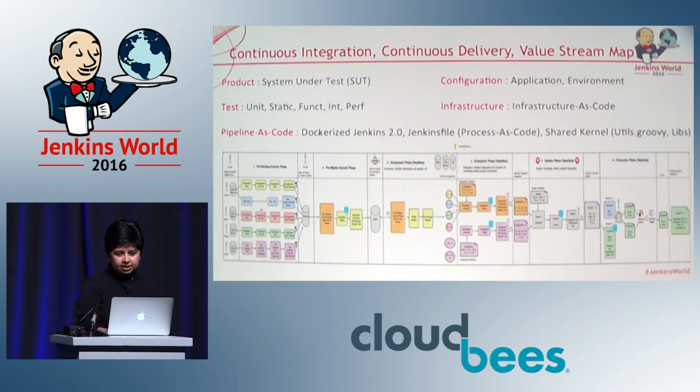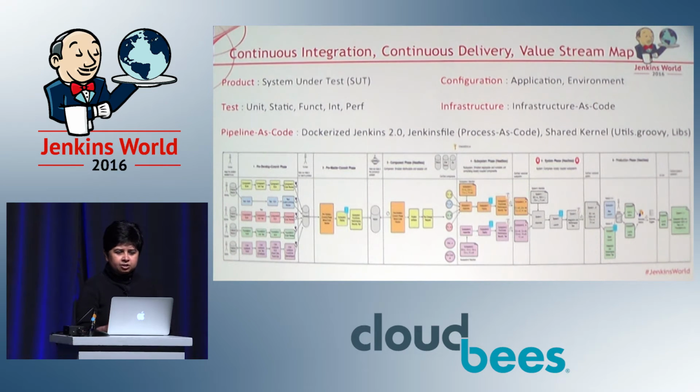And then we have the pipeline as code, which is Dockerized Jenkins 2.0, let's say, and it's a particular example. Jenkins in a container, we have a Jenkinsfile, which is the process as code, and we have the shared kernel. Let's say there's a utils.groovy, but I would, again, look at the @Library and @Grab, which Jesse mentioned. I think that would fit in right here.